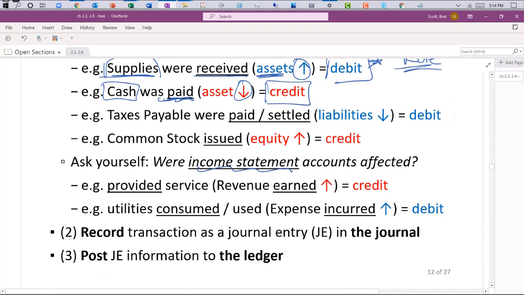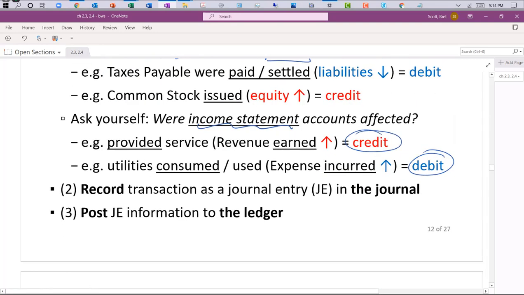When it comes to income statement accounts, just remember that revenues are almost always credited and expenses are almost always debited. So there's not a whole lot of debit and or credit. It's just pretty much that revenues are almost always credited, expenses almost always debited.